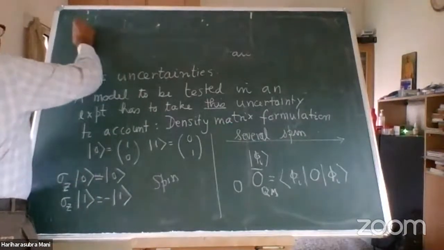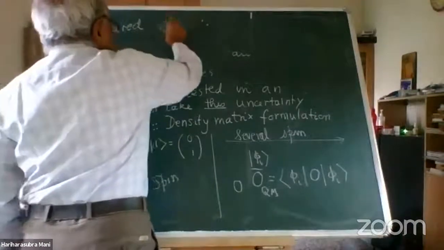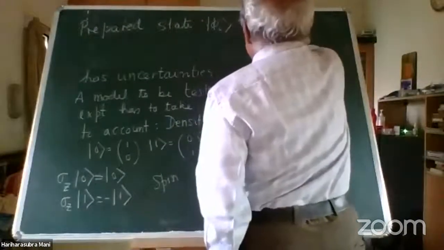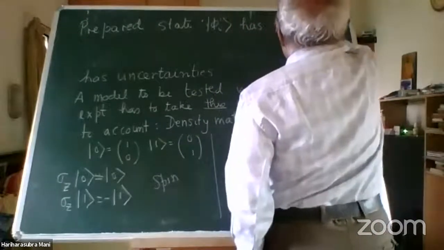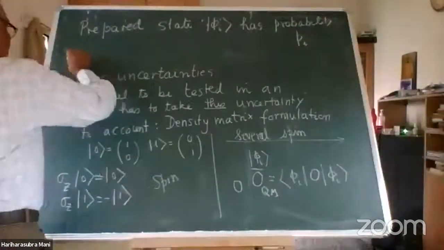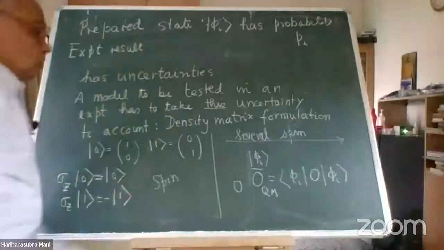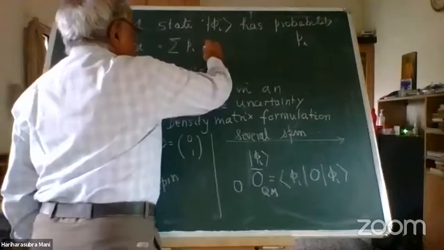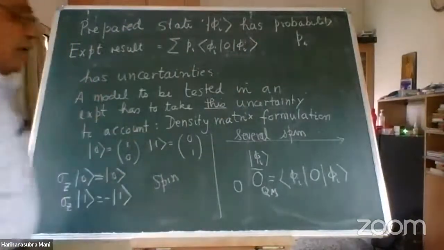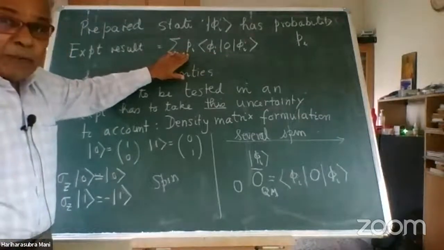So now the prepared state phi I has probability Pi. Then the actual experimental result, when I do it in all of them, we will have to average over this. So that will be the summation over Pi times the expectation value in phi I. This is what the experimentalist will get. This is the quantum mechanical average. This is the average occurring because of the experimental uncertainty that I have.